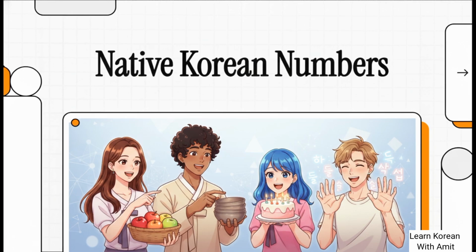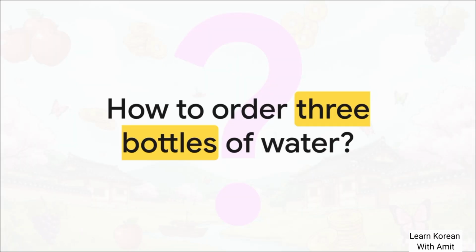This is the exact system you have to use when you're talking about your age, and honestly, even more importantly, when you're counting physical objects out in the real world. So, picture this. You're sitting in a great little restaurant in Seoul, and you need to ask the waiter for water. How do you actually order 3 bottles of water in Korean? It sounds super simple, right? But here's the catch. If you use the wrong number system, you're going to end up confusing the whole table.